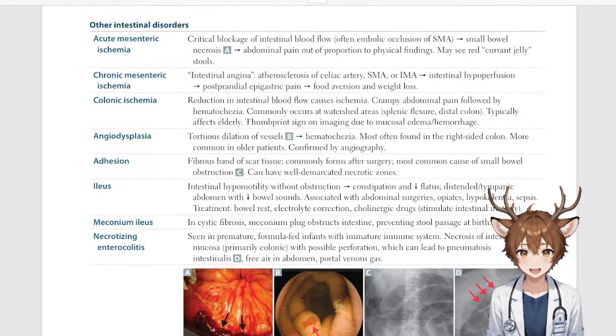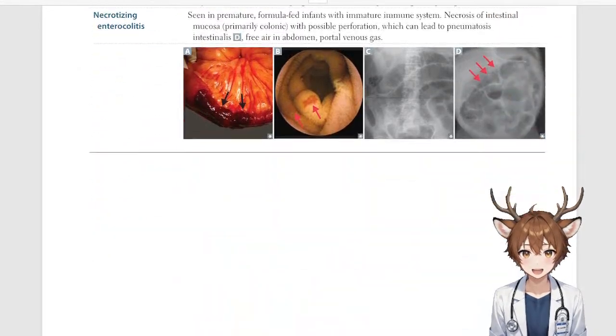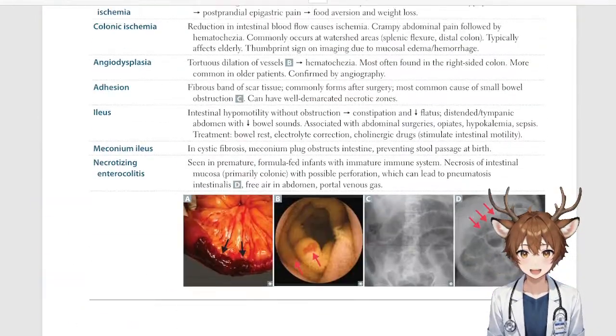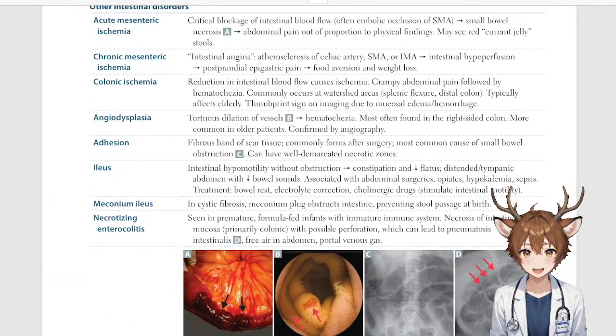Small bowel obstruction. You would think I'd mention this somewhere, right? Small bowel obstruction? They don't. Okay. Well, maybe they do somewhere else. I'm not looking around for it right now.